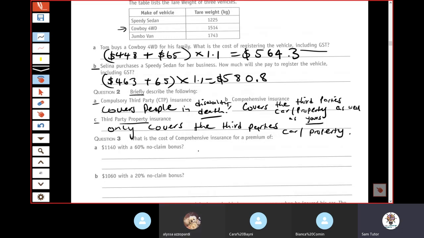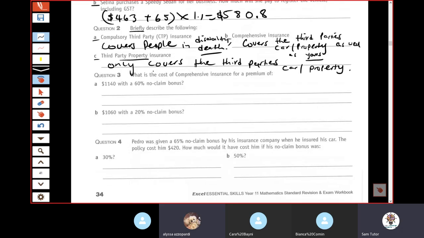Okay. And then let's have a look at these questions now. What is the cost of comprehensive insurance for a premium of $11.40 with a 60% no claim bonus? That means you can get 60% off, no claim bonus. So it pretty much just means you get 60% off this amount if you don't claim at all, which is pretty simple to do.